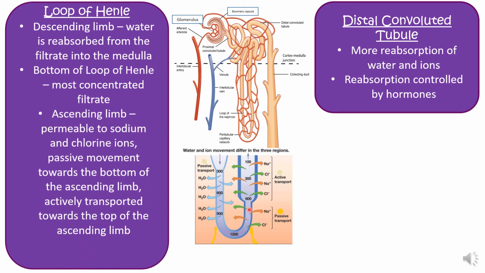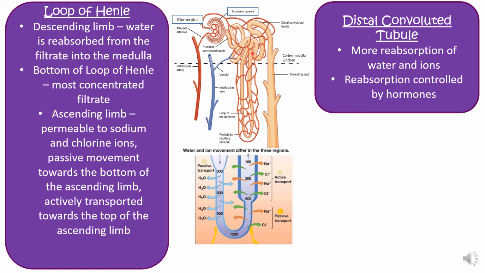In the ascending limb, where we're moving up, you can see that you've got chloride ions and sodium ions moving out. They move out here by passive transport because there's a higher concentration. However, when we move up to here, there's a lower concentration, so they have to be actively transported out into the medulla. The ascending limb of the loop of Henle is not permeable to water, so no water moves out by osmosis. That only happens here. So that's the loop of Henle. So you've got water absorption in the descending limb, and sodium chloride absorption in the ascending limb.